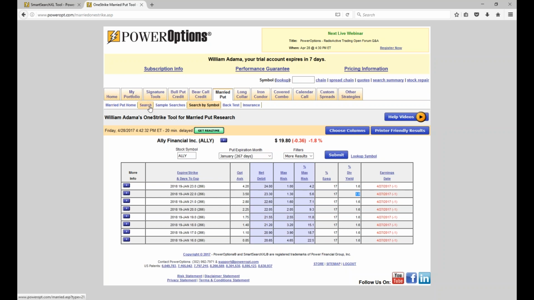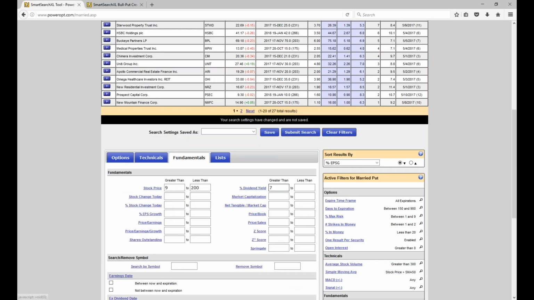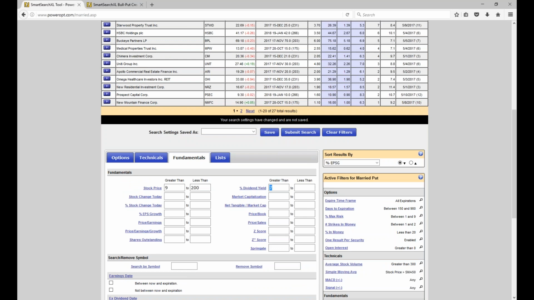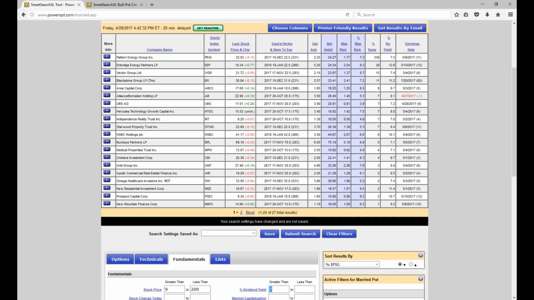So, to answer your question, can you use it for high dividend stocks? Yes. Any of the strategies you go into, oh, I'm sorry, let me go back to the search. You want to go into the fundamentals and just put in what you want for the dividend. But at the same time, you're going to have to change your criteria. What do I mean by that? Well, I already showed you how I had to lower the volatility here.